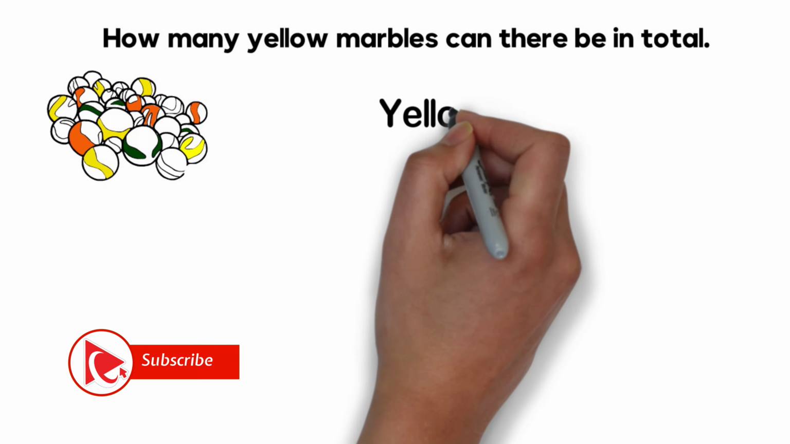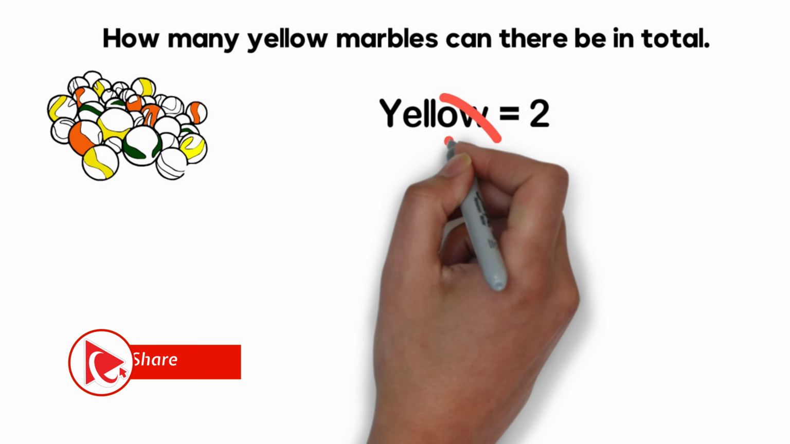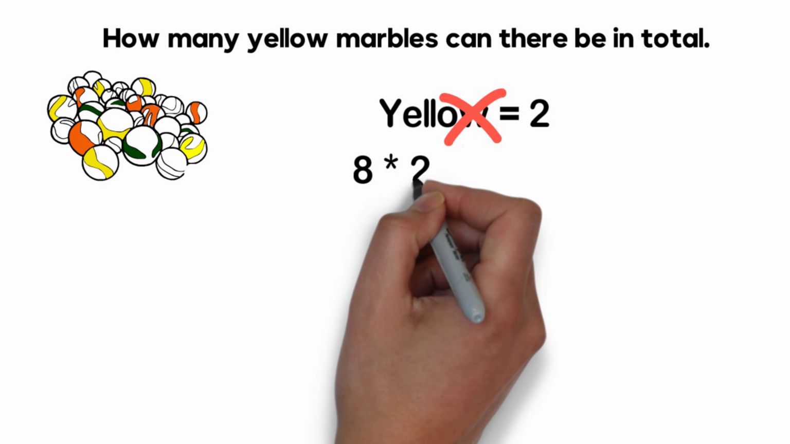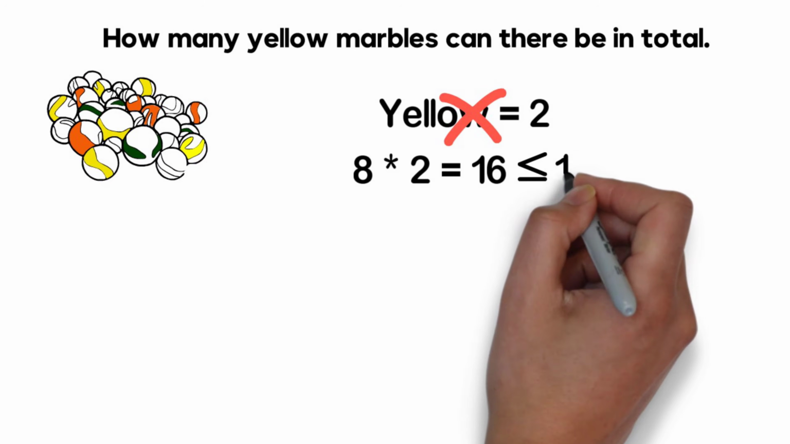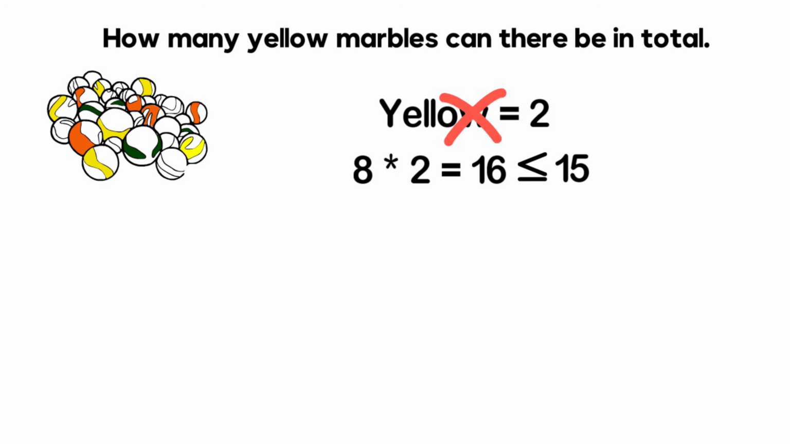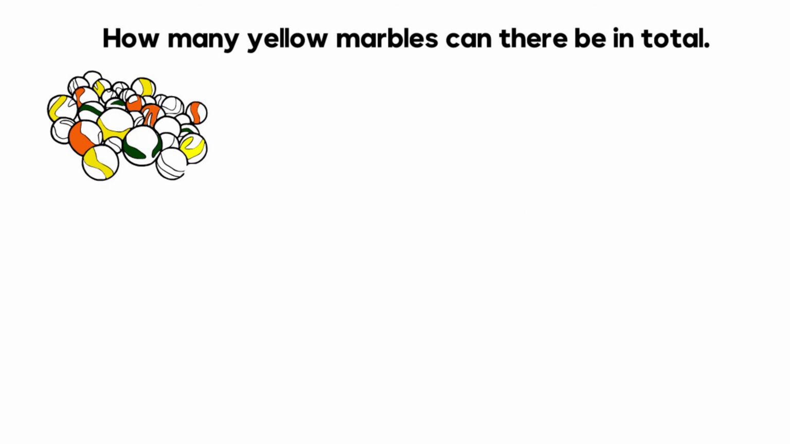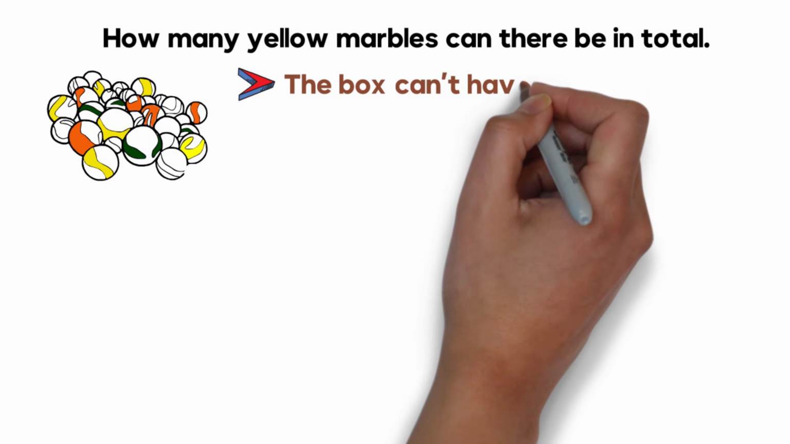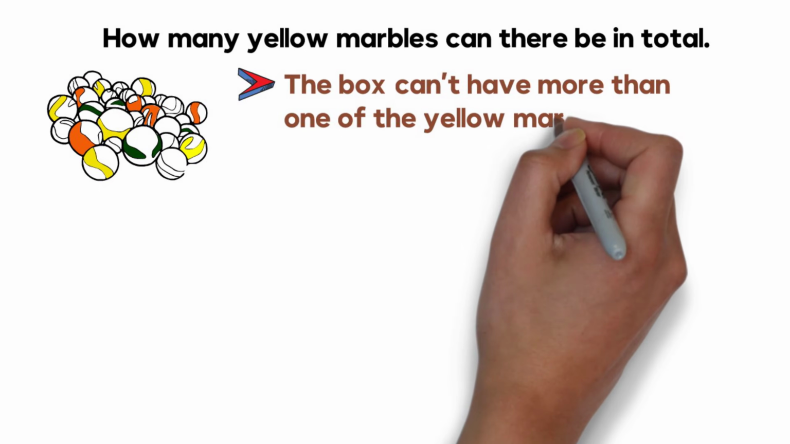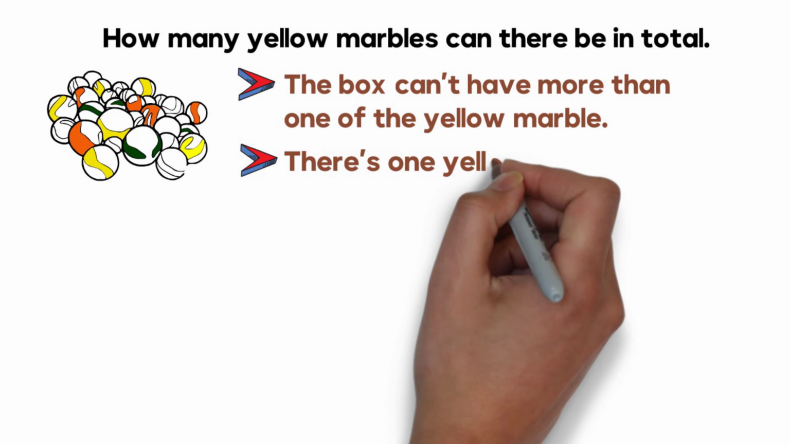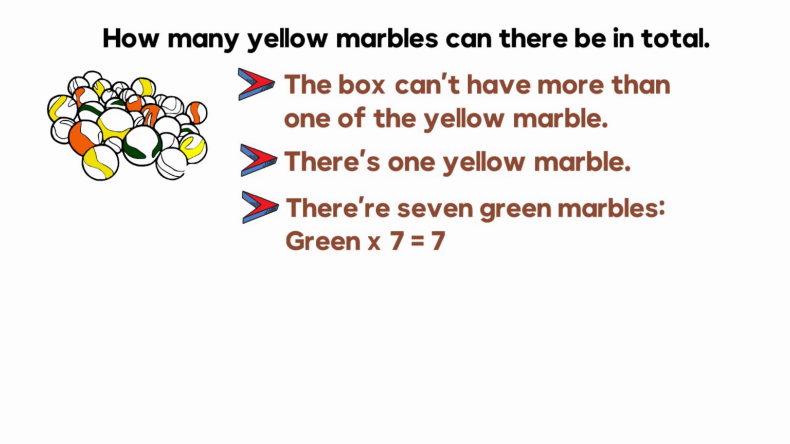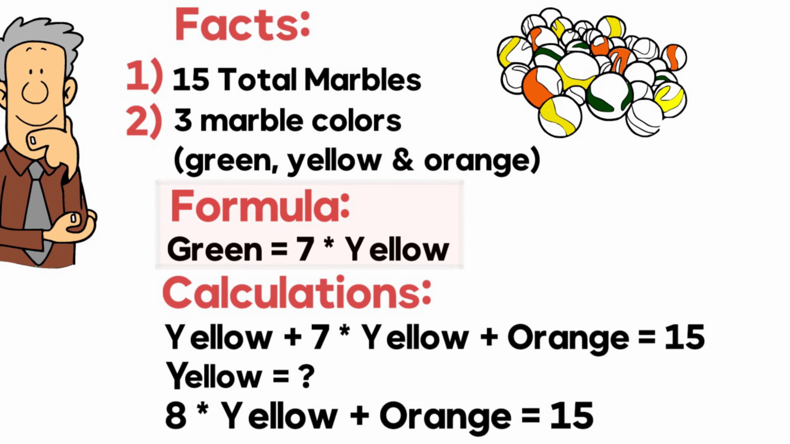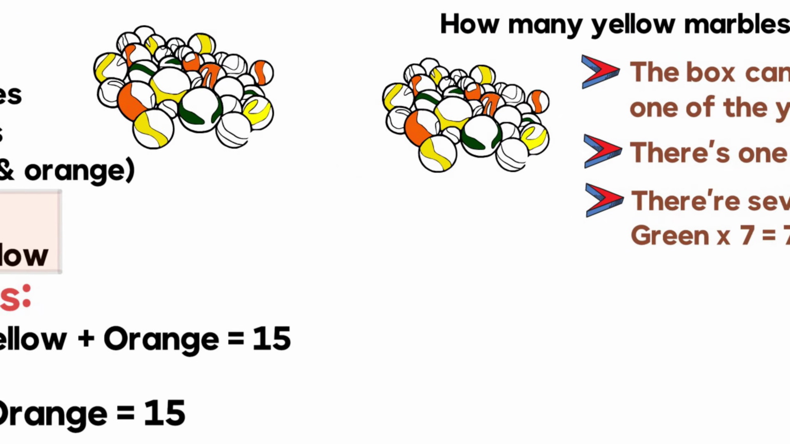Can there be 2 yellow marbles? No, because if we multiply 8 by 2, we get a total of 16 marbles, which is greater than 15, the total number of marbles. Based on this information, the box cannot have more than 1 yellow marble. And if there is only 1 yellow marble, there are going to be 7 green marbles, because we already have a formula that the number of green marbles is calculated by multiplying 7 by the number of yellow marbles.